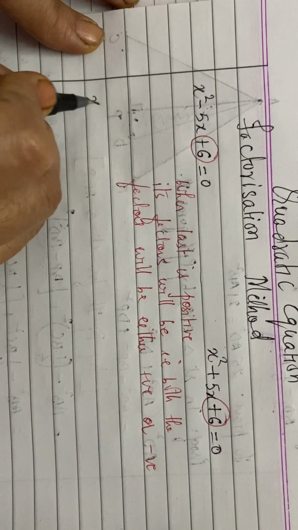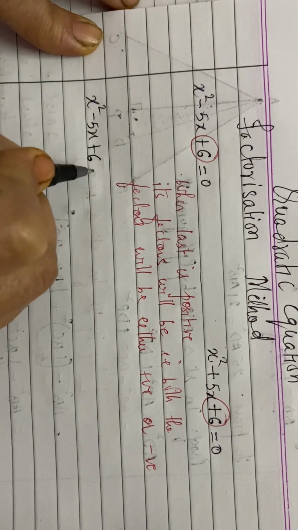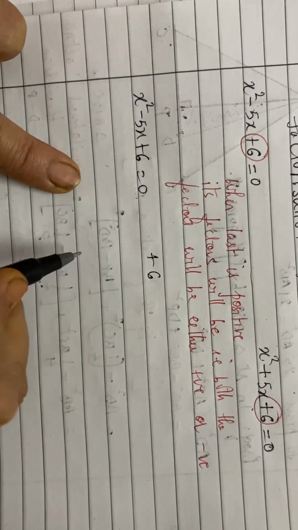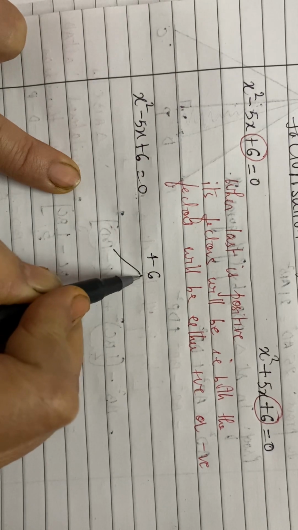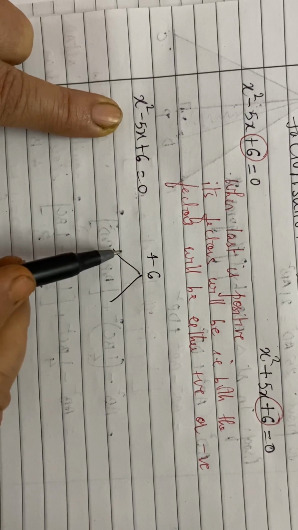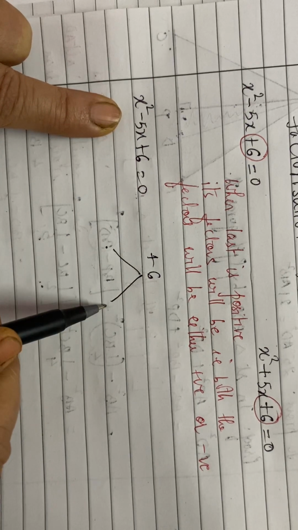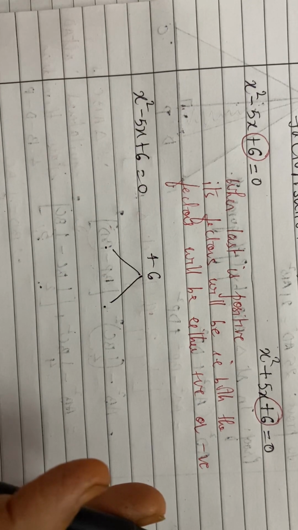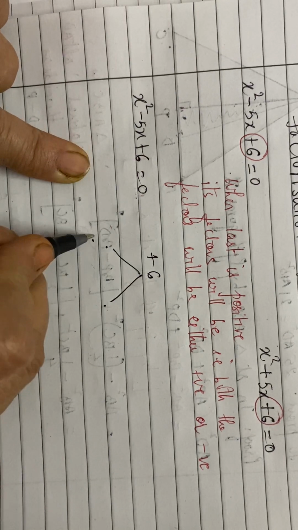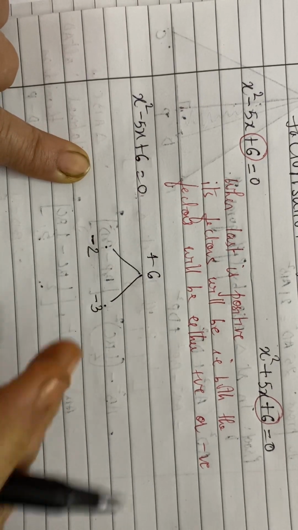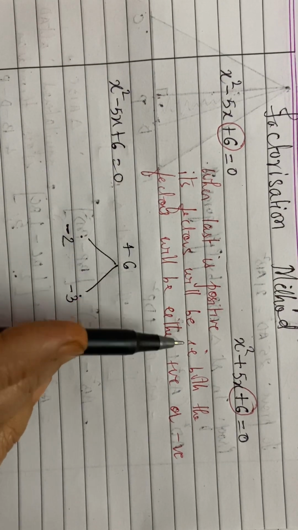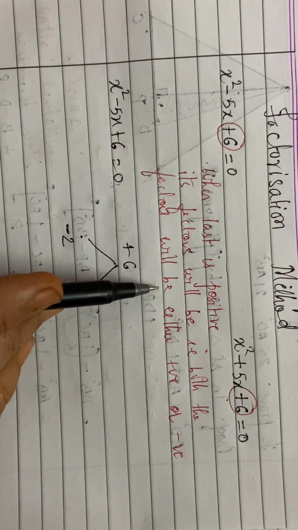Now see over here. For this example, x square minus 5x plus 6 is equal to 0. The last term is positive, it is plus 6. We have to take the factors of plus 6 in such a manner that we get minus 5. Now if I take 2 3s are 6, 2 plus 3 is 5, no doubt. But what should be the sign for those two factors? It should be minus 2, minus 3. When the last term is positive, both the factors will be either positive or negative.